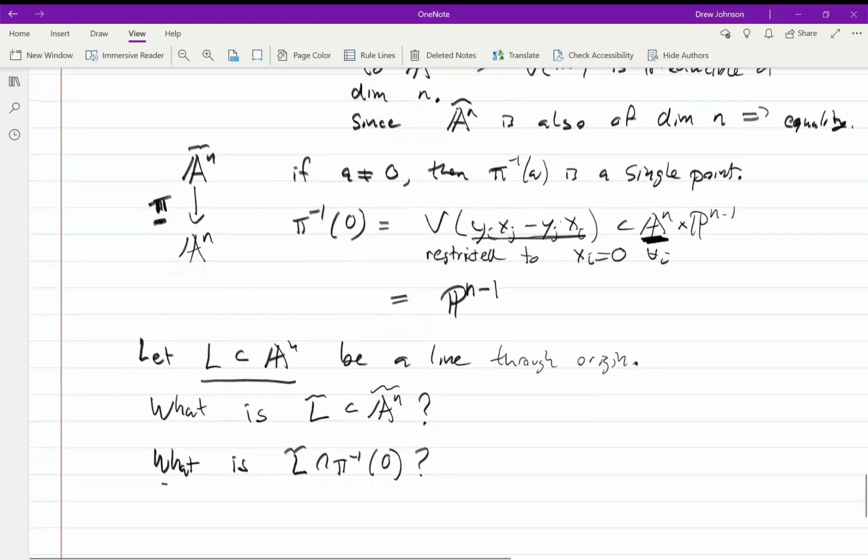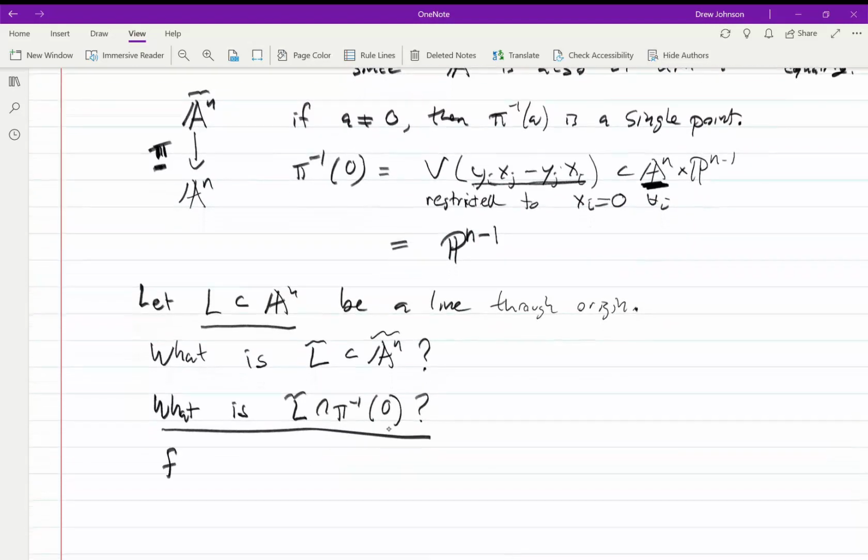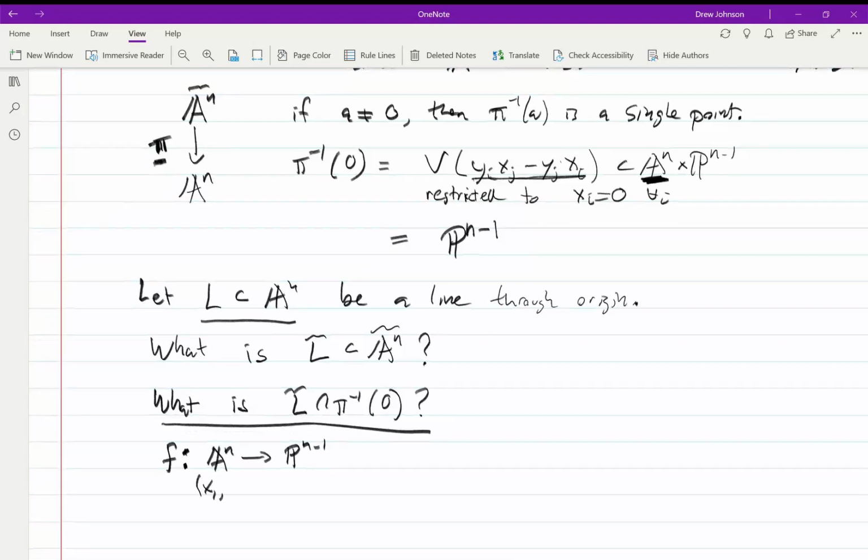So let's try and answer this question. First, let's remind ourselves what the map F is. Remember, I had a map F from A^n to P^(n-1), and what did it do? Well, it just takes the coordinates on A^n and maps them to the chosen functions. Now the chosen functions were just the coordinate functions, so we just get this map here.